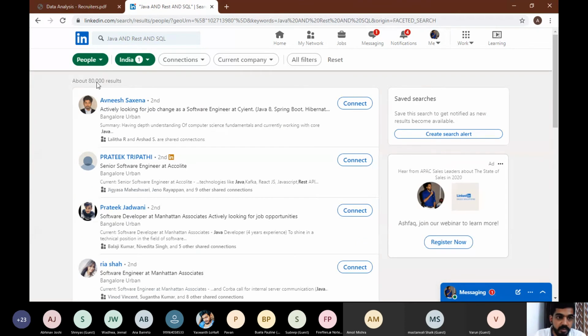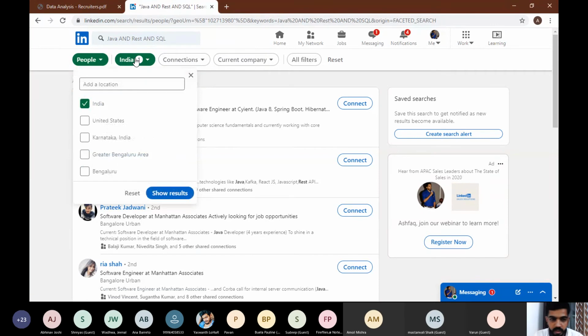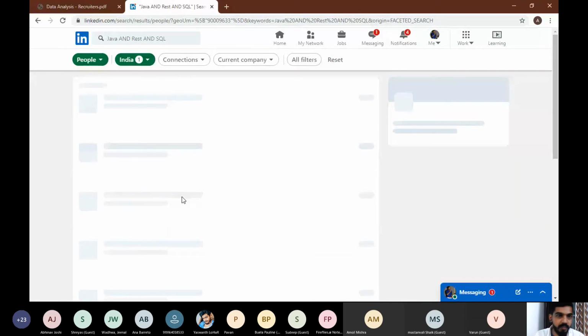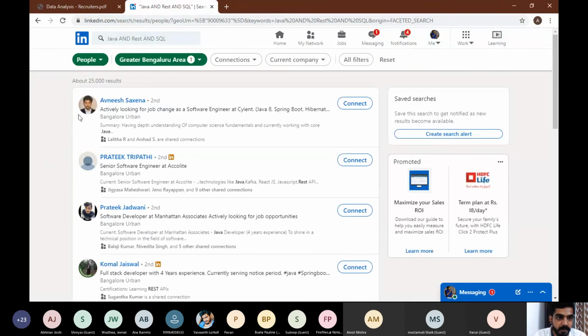So yeah, you have 80,000 people who talk about Java, REST, and SQL in India, right? So you cannot consume 80,000. So slice it down further. Go with Bangalore, right? So you need to know your slices really well, data slices. So yeah, you have 25,000 now. Okay. So once you have 25,000, then what do you do? You slice it down further, right?